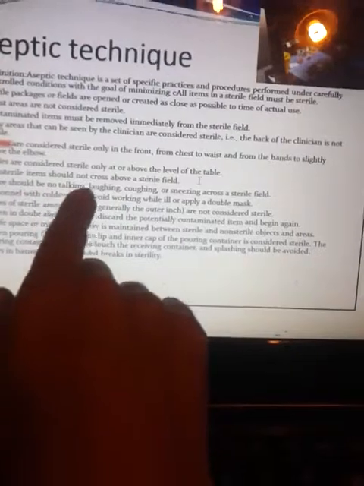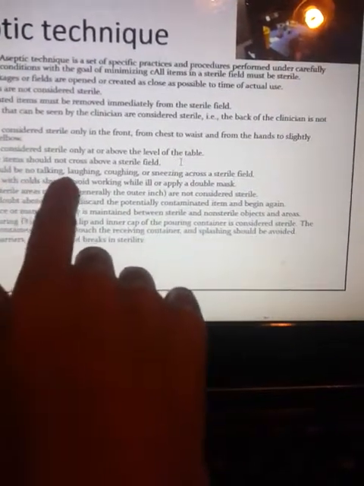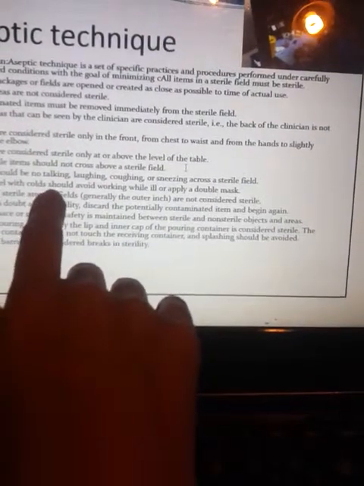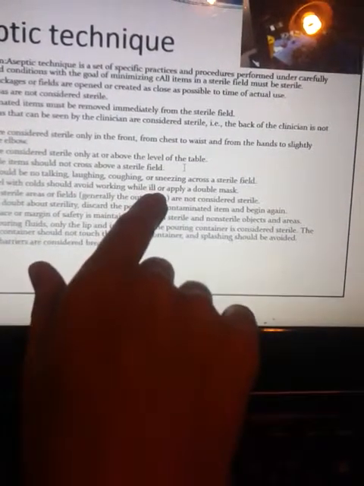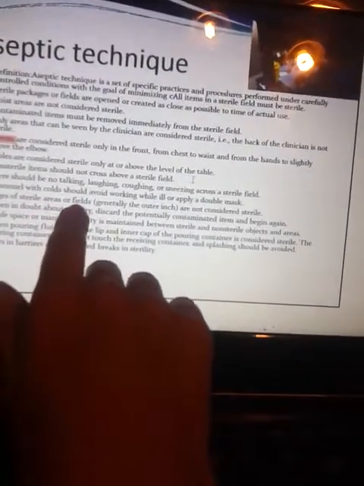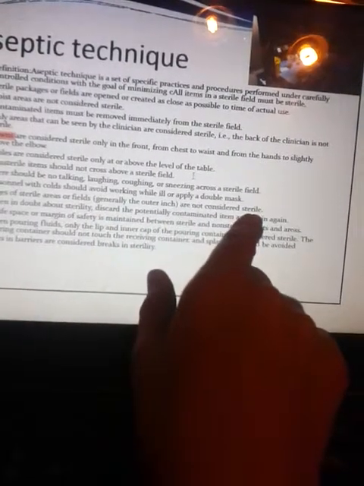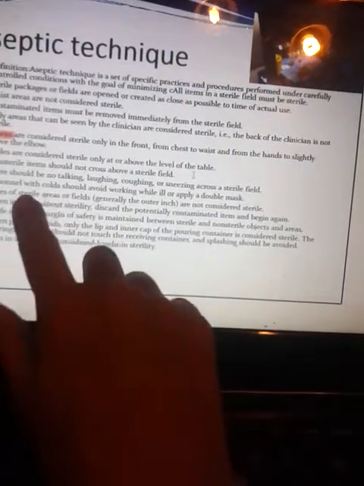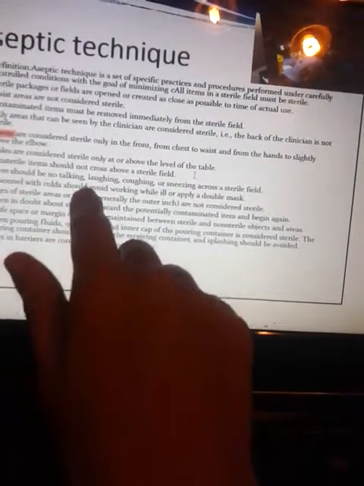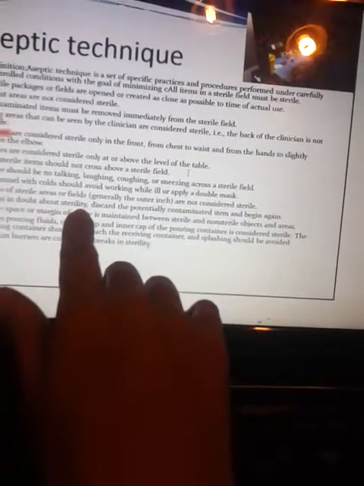There should be no talking, laughing, coughing, or sneezing across sterile fields. Personnel with colds should avoid working while ill or apply a double mask. Edges of sterile areas or fields, generally the outer inch, are not considered sterile. The edges of sterile fields are not sterile. When in doubt about sterility, discard the potentially contaminated item and begin again.